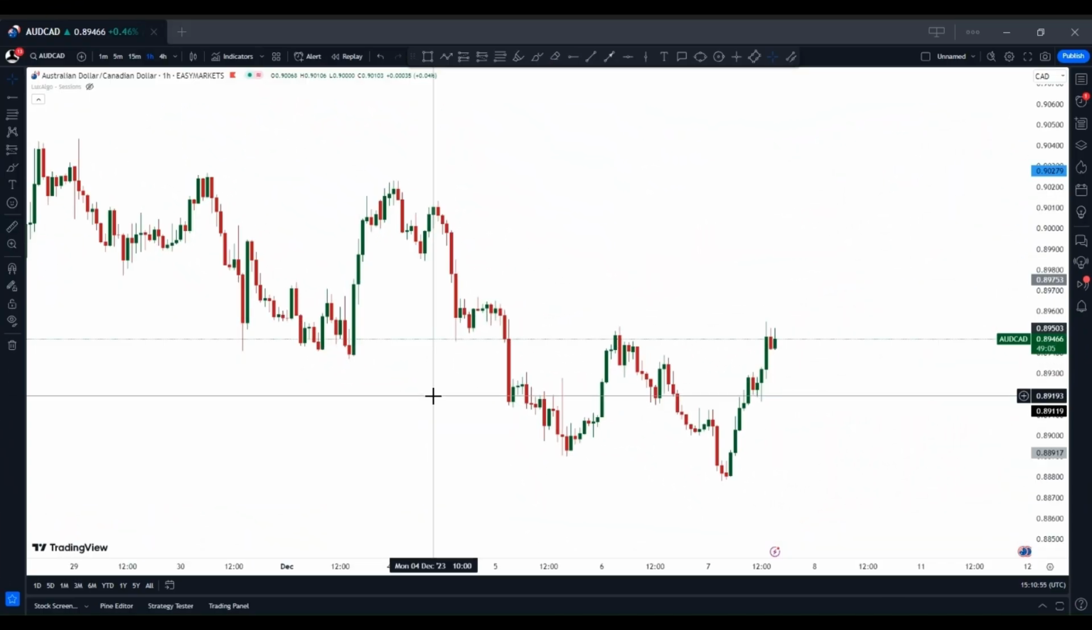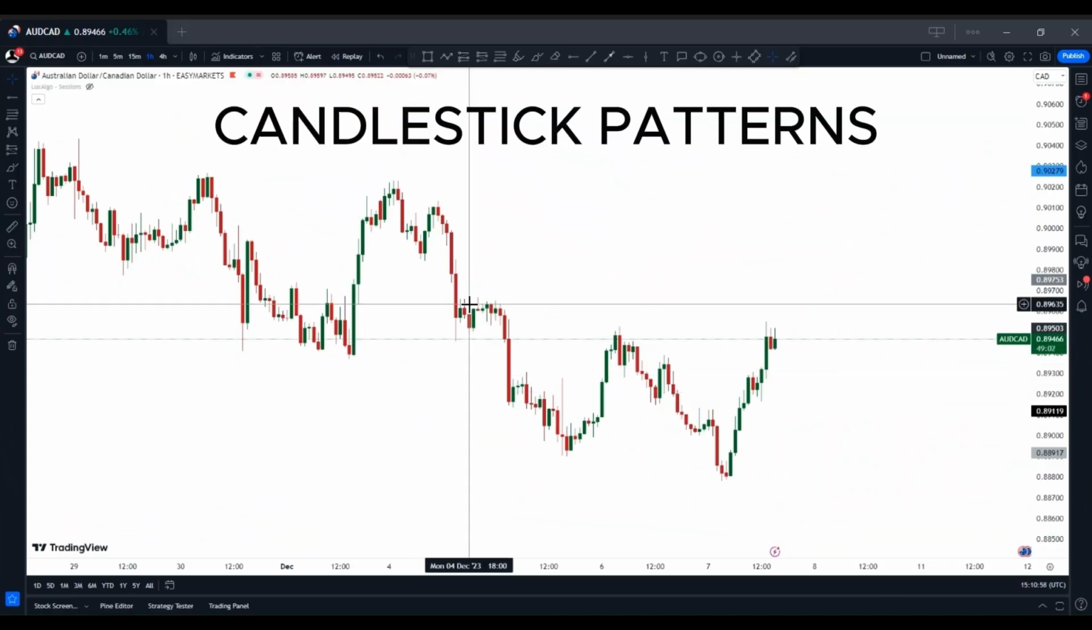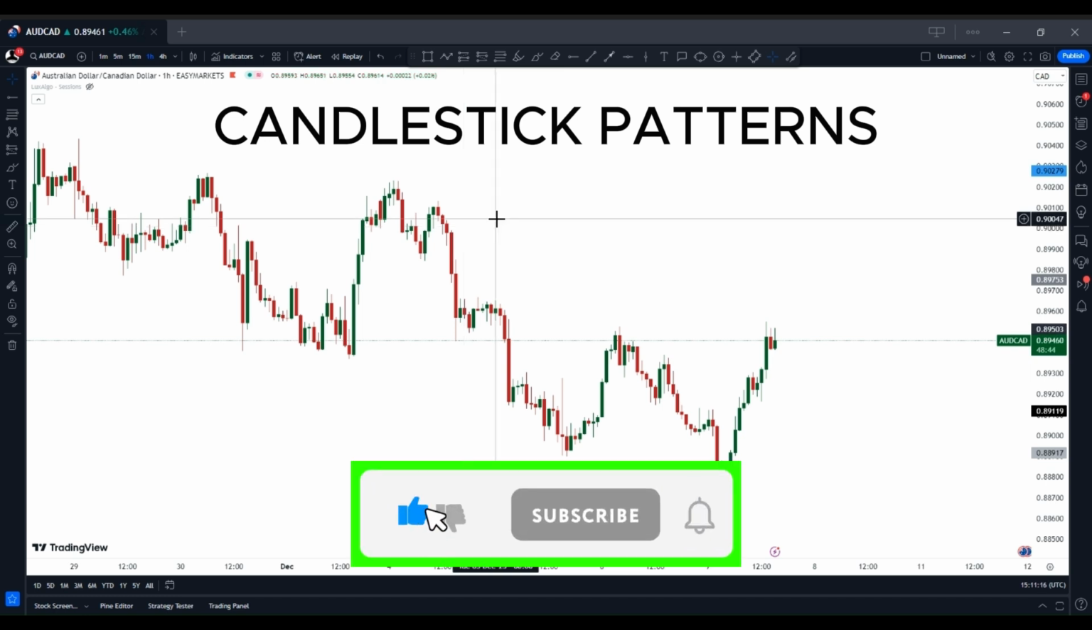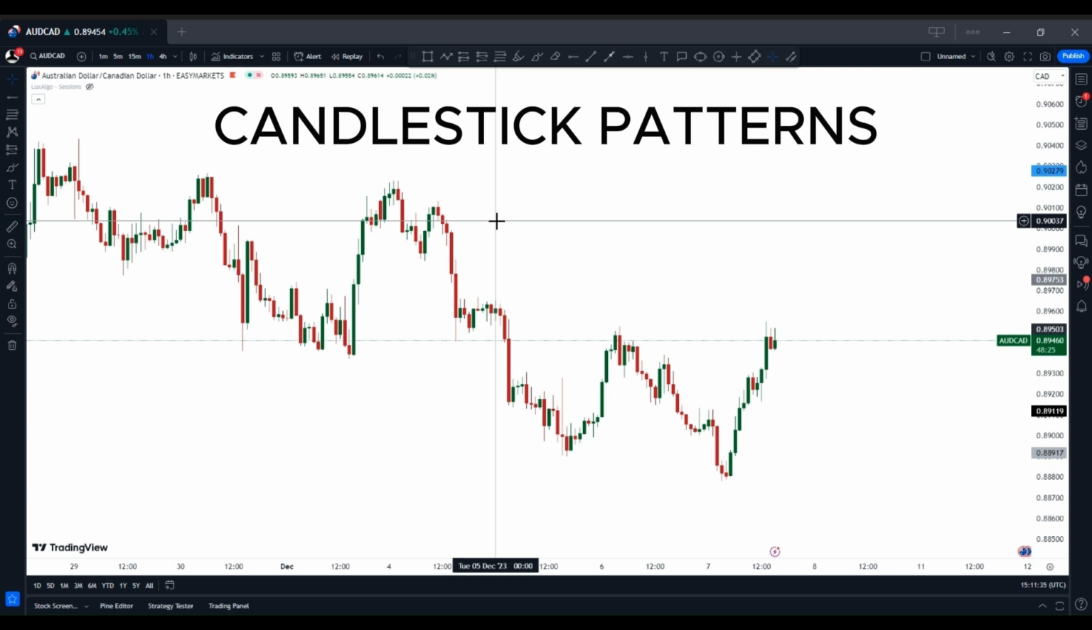Next up, candlestick patterns. Those of you who don't know what candlestick patterns means, it means a couple of candlesticks that are put together that tell a unique story. There are hundreds of candlestick patterns, if not thousands, that are available, but for the sake of this video, we are just going to look at a couple of them that I use day in, day out on the market.